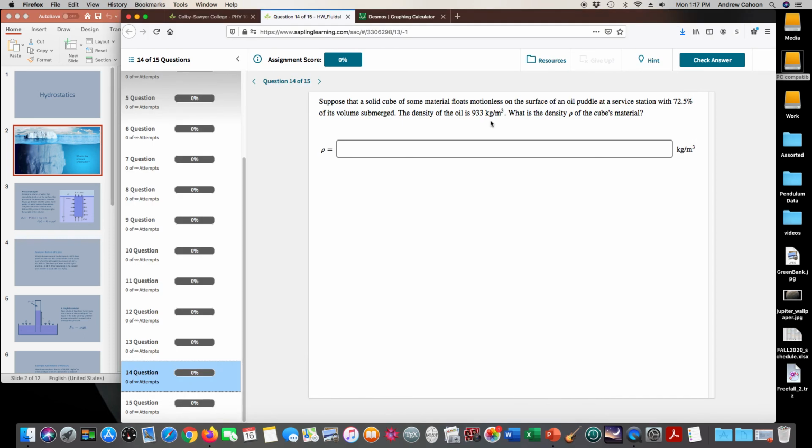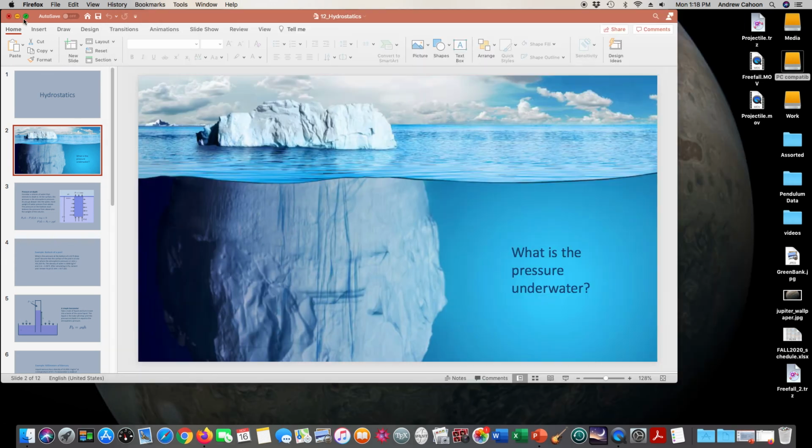So here we have density of the oil is 933, and 72.5% of the object is submerged, so that means its density would be 72.5% of this number. So multiply this number by this percentage, and you'll get the density of the object. So you should get an answer less than 933. All right, so that's the homework that's due later tonight.